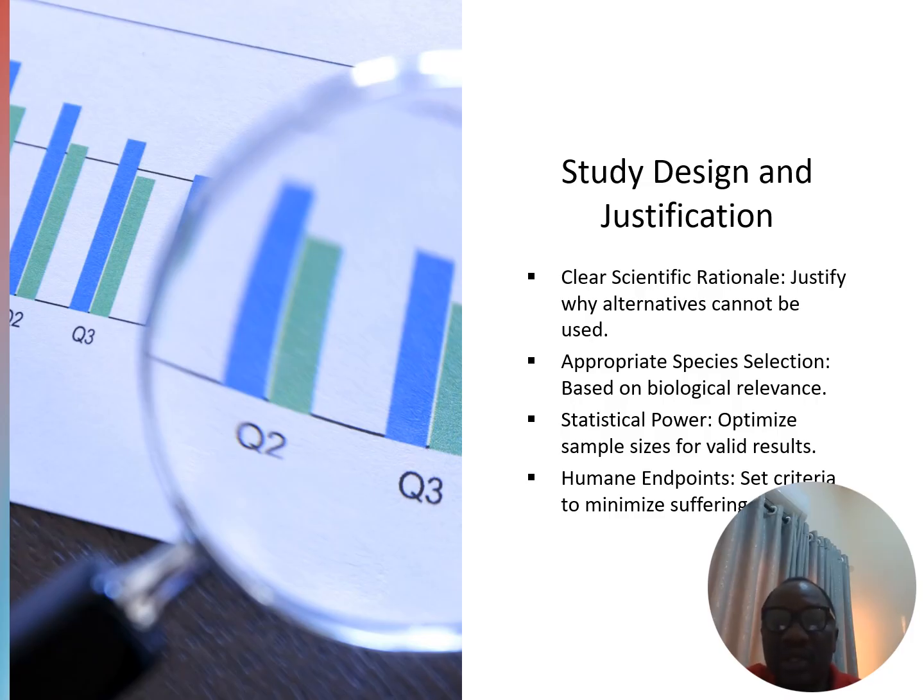Under this category again, it is important to ensure appropriate species selection based on their biological relevance. Statistical power is intended to optimize sample size for valid results, and to also ensure humane endpoints, that is, to set criteria to minimize suffering by the animals.